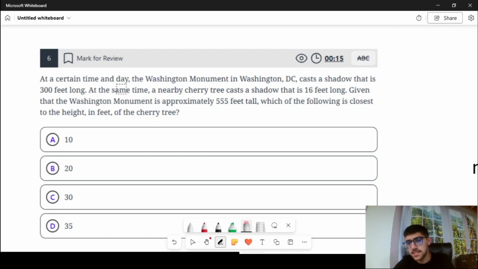What I'm seeing from here is it's giving me two relevant pieces of information for two different things, and then it gives me an additional one, but it doesn't give me the last one. What I mean is it gave me the shadow length for both the monument and the tree, but it only gave me the actual height of just the monument. It didn't give me anything about the tree, so what I automatically think is there's going to be a ratio involved. So I'm going to have to set up a ratio and then solve.